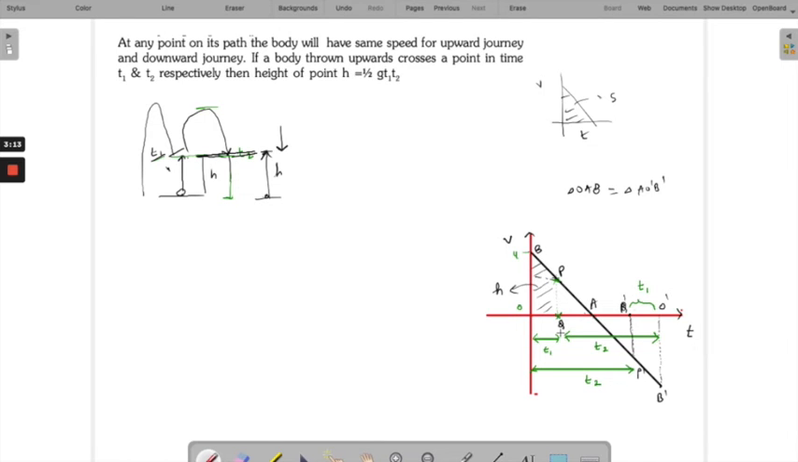because as we have seen, these two are congruent triangles, and we know at this position the speeds of the particle are supposed to be the same. By that logic, I'm going to say the value of this remaining leftover displacement should be the same as h, because when you want to calculate the total displacement at time t2, you're going to add this area.